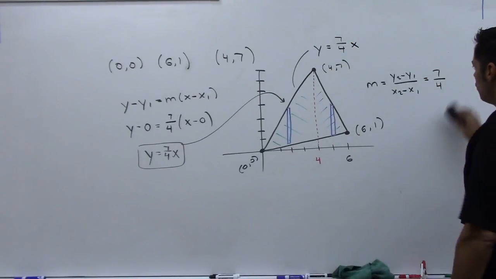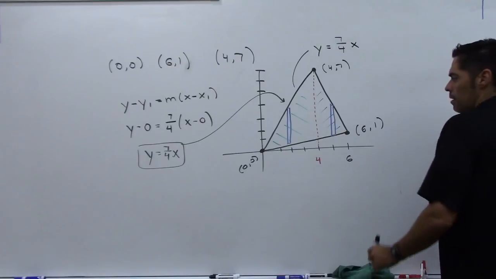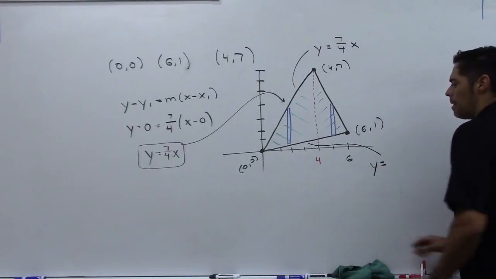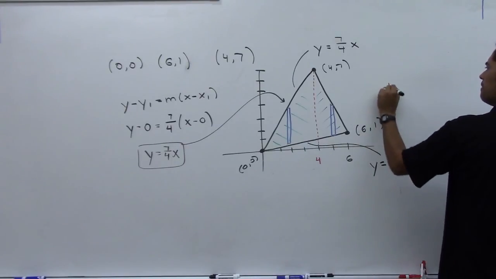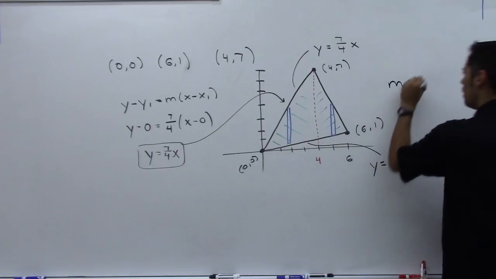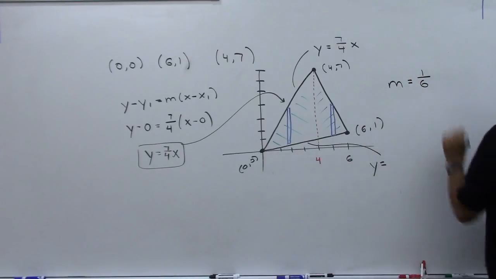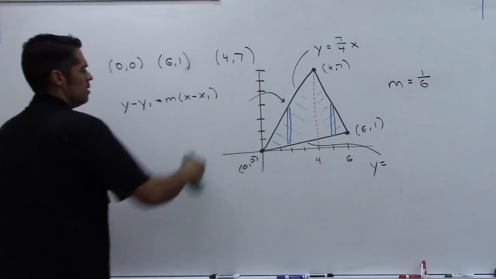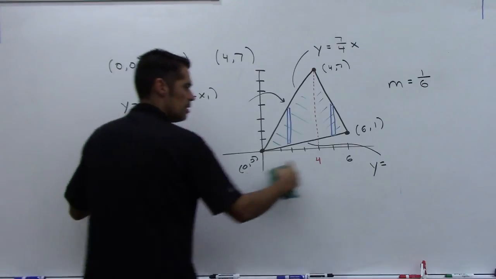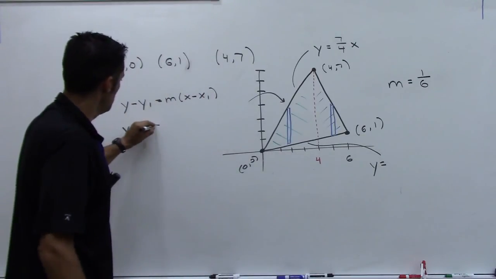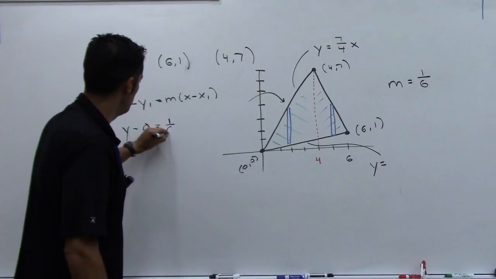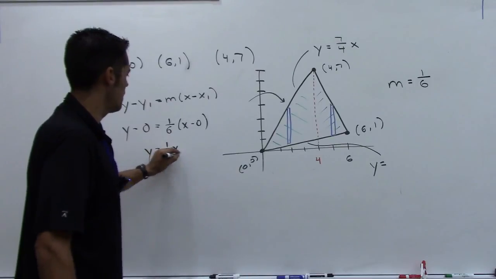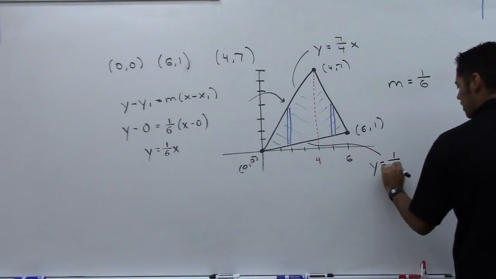Now I also need the equation of this line right here. So let's try and figure out what this one is. Y equals what? Same thing, what's the slope of this line? 1 minus 0 is 1, 6 minus 0 is 6, so the slope is 1/6. Coming back to this equation, I can use either one of these points. I'm going to use the 0, 0 again. Y minus 0 equals 1/6 times x minus 0. So y is 1/6 x. So that's what this line is, 1/6 x.